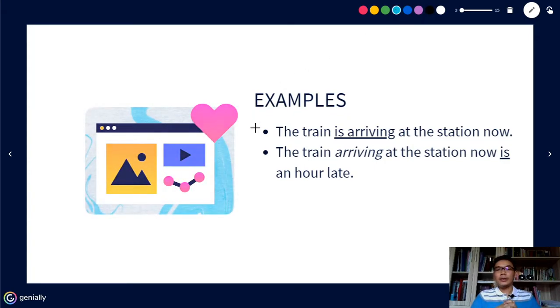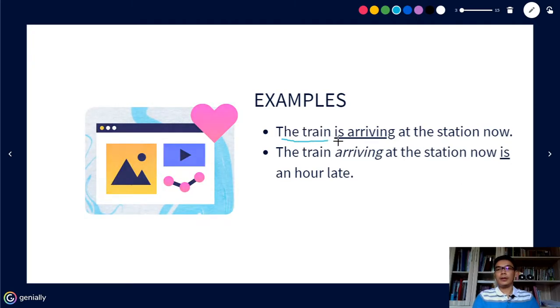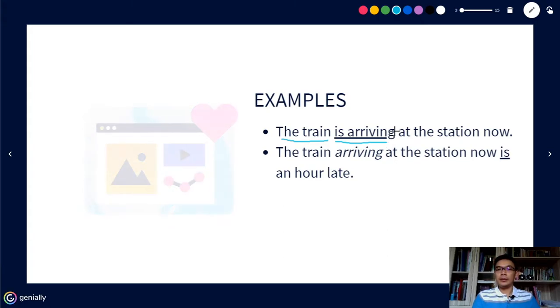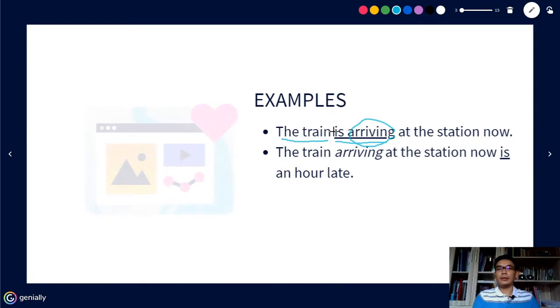The first one, the train is arriving at the station now. We know that this is the subject. I'm going to underline the subject once. Okay. And this is the verb. I'm going to underline the verb twice. So here, this is the present participle, arriving. Okay. Arriving here is a part of the verb. Why? Because it is accompanied by a form of be, is here.